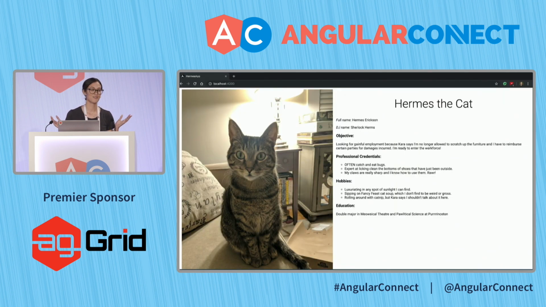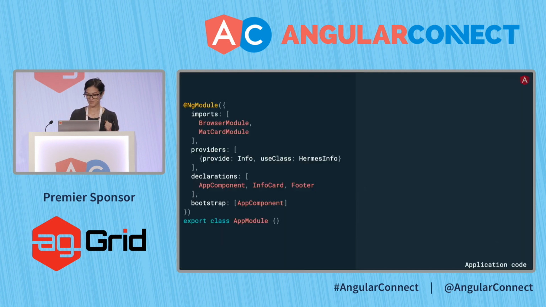So in the course of explaining how all this works, we have an example application that we're going to be going through. And this is my cat's personal website, or what I imagine it would look like. It has an image of my cat on the left. There's a header. There's an info card on the right that has all his information. And then there's a footer component that's actually scrolled beneath this viewport that's his contact information. So that's the app that we'll be using.